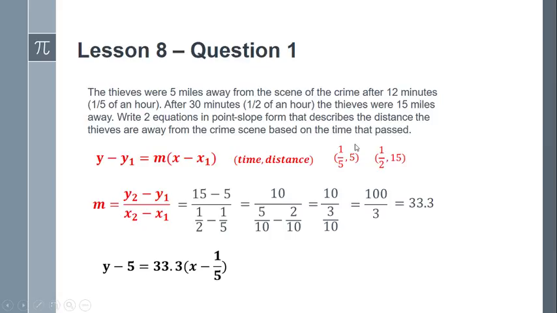And then we can write with the first point, y minus 5, the y-coordinate, equals 33.3 times x minus the x-coordinate, which is 1/5. And then we can use the other point to write the other equation. So we just plug in its coordinates for the y1 and the x1. So there's two possible equations you can write using the information they gave us.